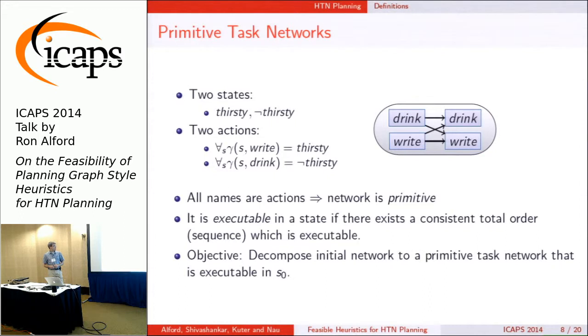Primitive task networks. So if all the names in a task network are primitive, we call that task network primitive. And the whole point of HTN planning, or the decision problem, is to find a primitive network where there is an executable total order over that network.